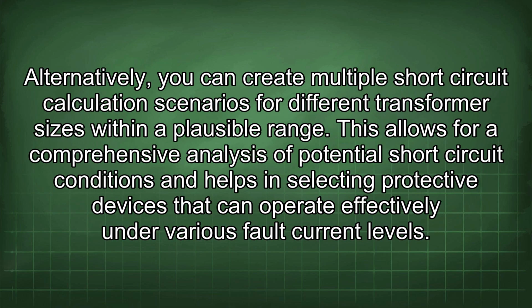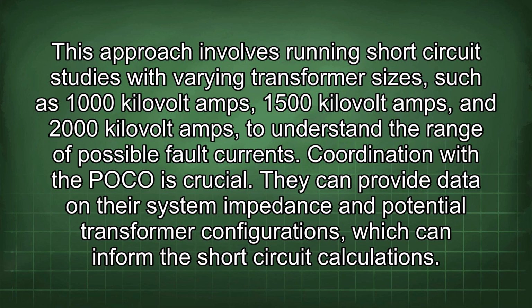Alternatively, you can create multiple short-circuit calculation scenarios for different transformer sizes within a plausible range. This allows for a comprehensive analysis of potential short-circuit conditions and helps in selecting protective devices that can operate effectively under various fault current levels. This approach involves running short-circuit studies with varying transformer sizes, such as 1000 kVA, 1500 kVA, and 2000 kVA, to understand the range of possible fault currents.